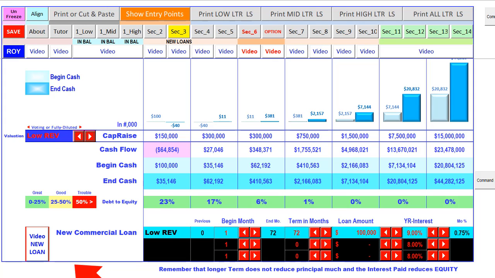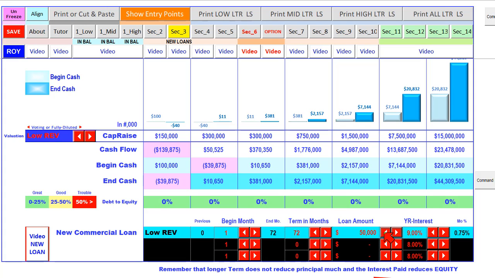Now remember, pink is not pleasant. Pink is not your friend. Pink means you have a problem. So we have negative cash flow. Now the beginning cash was $100,000 and the ending cash is $35,000. The reason for that is we've left some residual loans.